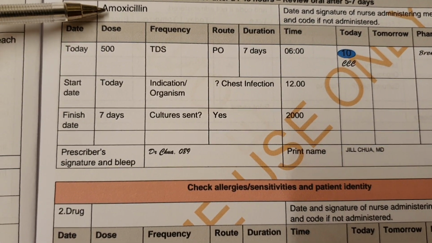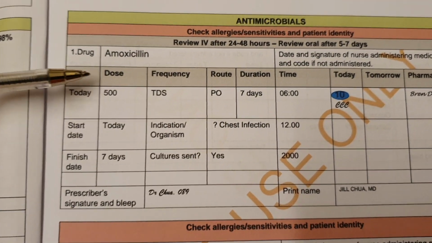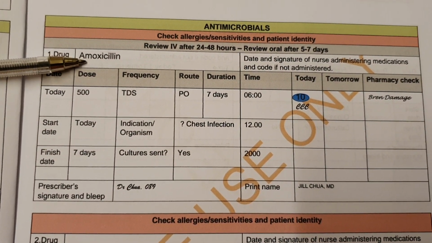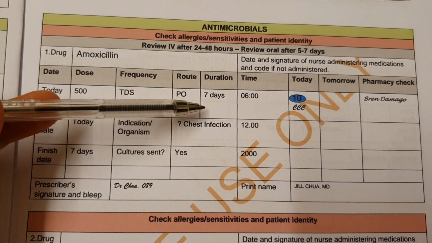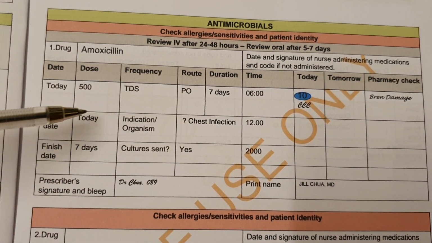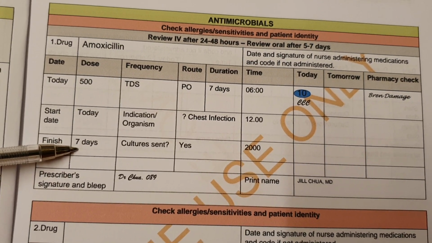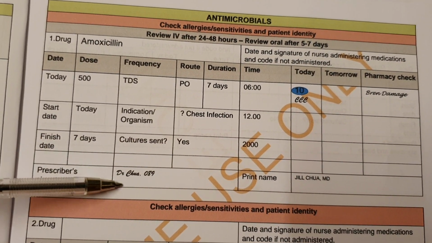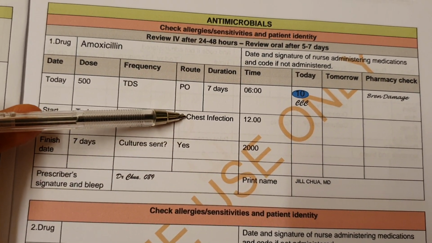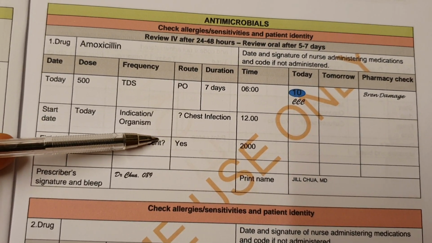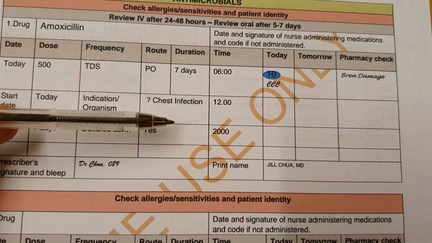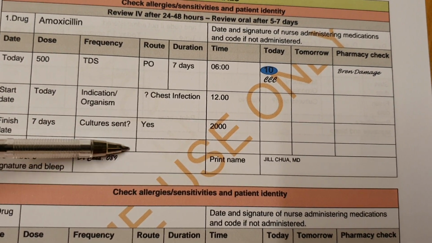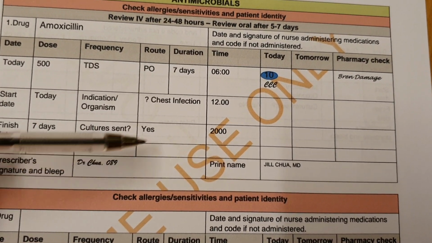So if you see here, amoxicillin, and the way you read it is this way. Amoxicillin, 500 milligrams, 3 times a day per RM for 7 days. Start date today, finish date in 7 days. Prescriber signature bleep number present. This is query chest infection for indication. Do read the times later because you will tend to forget the signature. It's part of the marking criteria.